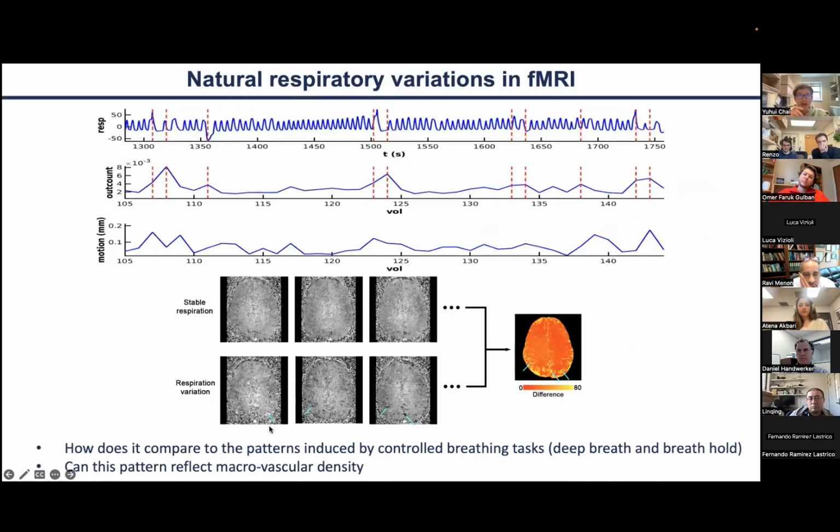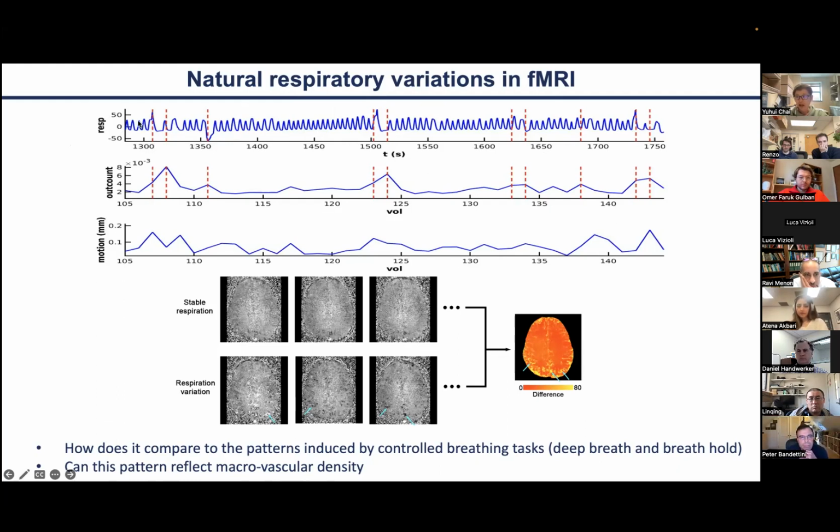And here are our first results from natural respiration in fMRI. This kind of result could come from any normal fMRI, either resting state or task design fMRI. So here the first row shows the respiration curve we recorded from one run of a normal fMRI.